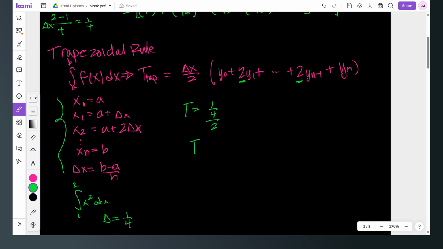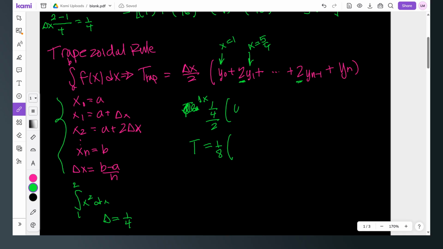I'm going to move down here because I don't like that layer of fractions. So this is delta x over 2. All right, so 1/8, and then I'm going to go plug in. This is going to be when x is 1. This is going to be when x is 5/4. And then I'll just do mine for this one.